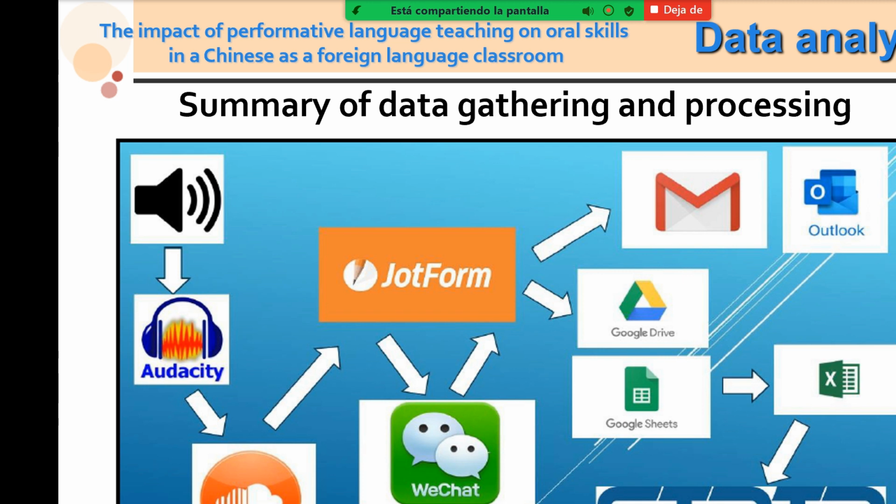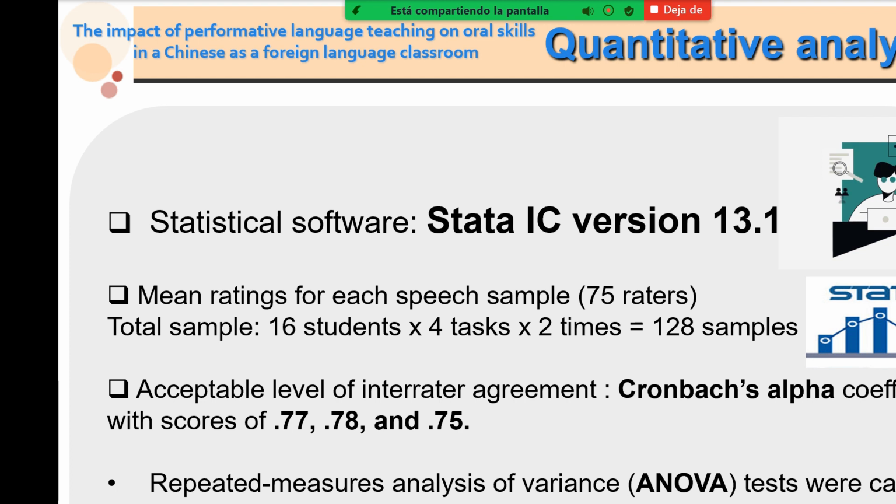It took about three years to complete, 2 years to get the data from the students, and then 1 year with the raters. So in the end, this is the mathematics of the study. We have 75 raters, 16 students, 4 tasks, and 2 times. So that's 128 samples. And then we calculated with ANOVA. We did 2 ANOVA variations, and also an independent t-test.